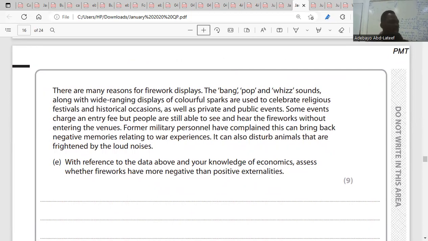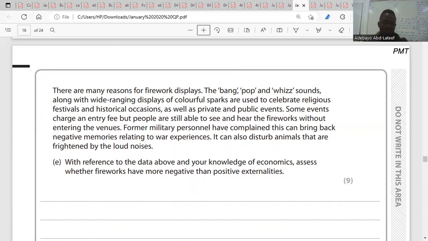There are many reasons for fireworks to be used in space. Fireworks sound along with a wide range of colorful sparks. They are used to celebrate religious festivals and historical occasions, as well as bright and public events. Some events are charged and intriguing, but people are still able to see and hear the fireworks without entering the venue.